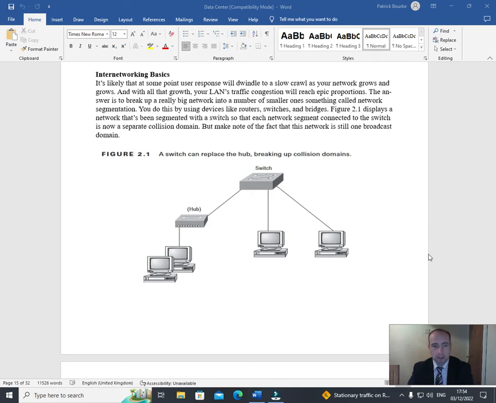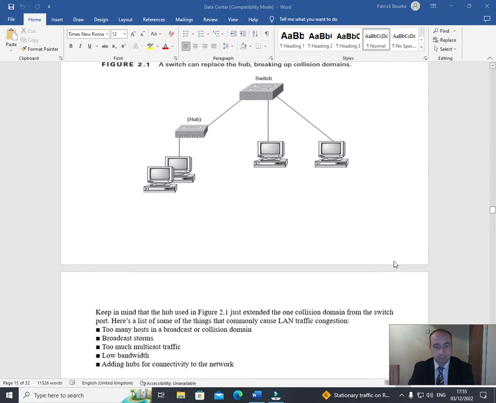Figure 2.1 displays a network that's been segmented with a switch so that each network segment connected to the switch is now a separate collision domain, but make note of the fact that this network is still one broadcast domain. Keep in mind that the hub used in figure 2.1 just extended the one collision domain from the switchboard.